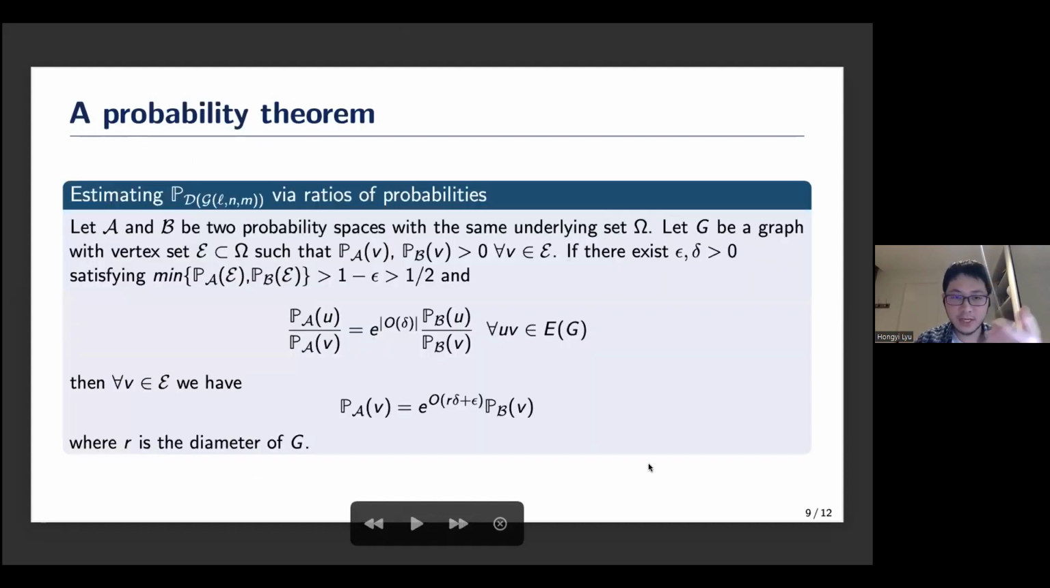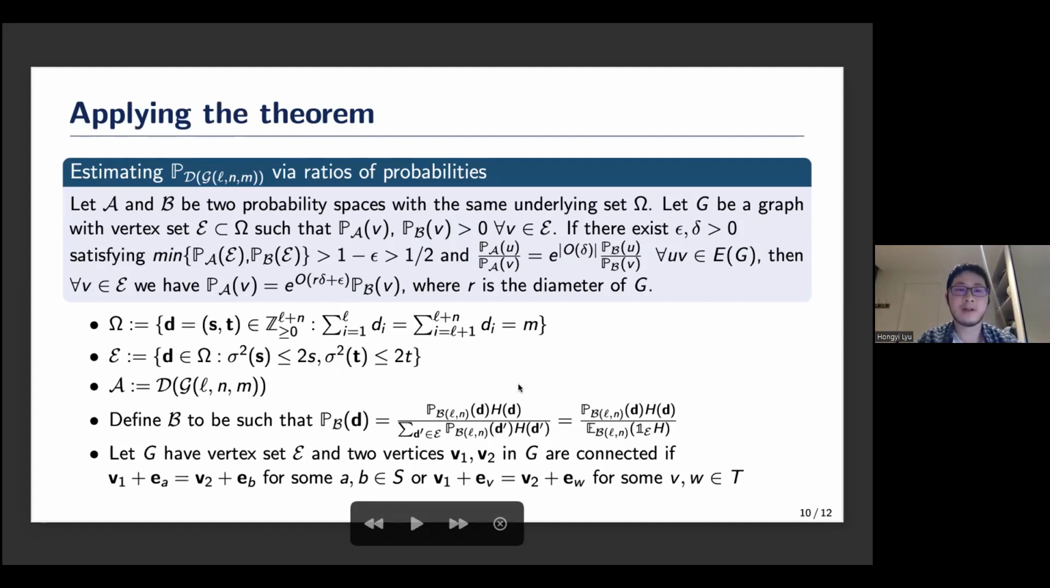And we now introduce a probability theorem, which, coupled with the estimates for the three ratios, can give us the desired asymptotic formula. So what this probability theorem is saying is basically that for some underlying set omega, if a graph has its vertex set being a large subset of omega, and the edge structure such that the ratios of probabilities of adjacent vertices in the two spaces are uniformly close to each other, then we can approximate the probabilities in one of the spaces with the probabilities in the other.